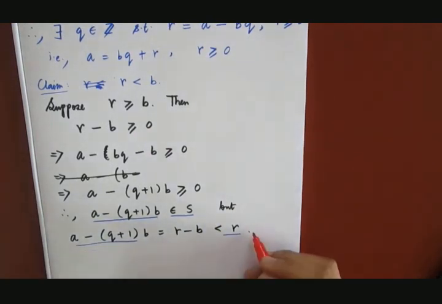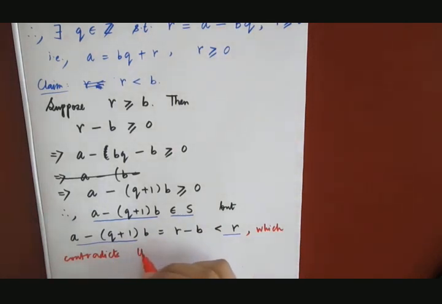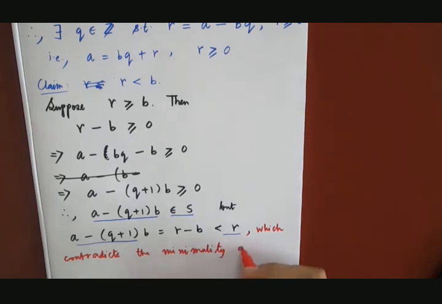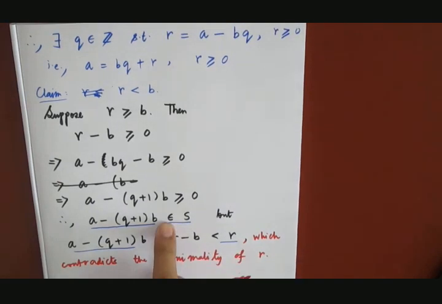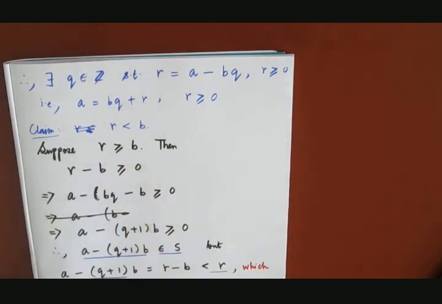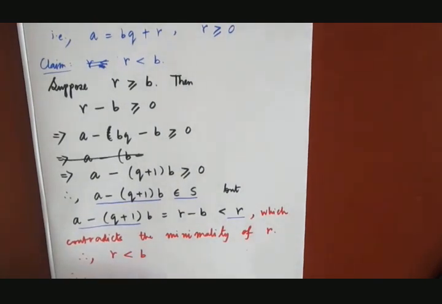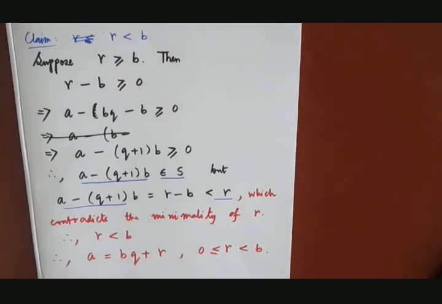So, this contradicts the minimality of R. So that means this is not true. That means R cannot be greater than or equal to B, so the only possibility is R should be less than B, and therefore what I got is A equals BQ plus R with the condition that R is greater than or equal to 0 and less than B, and this proves the existence part. Existence is done.